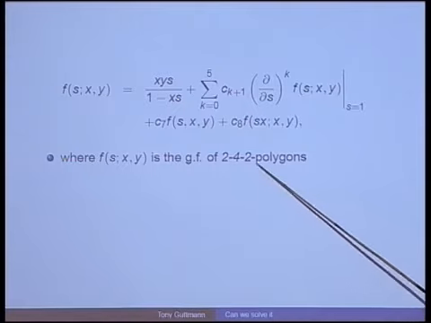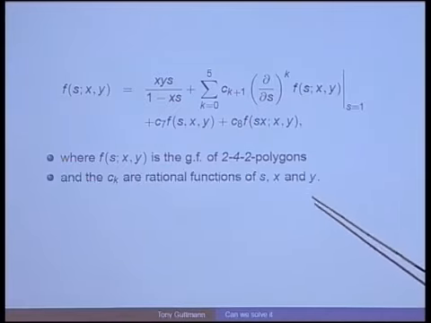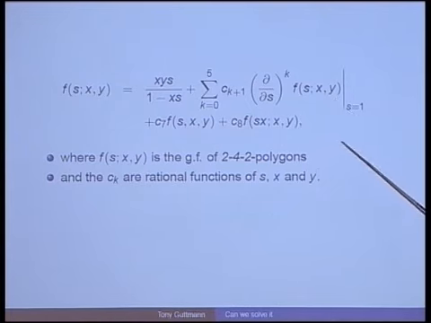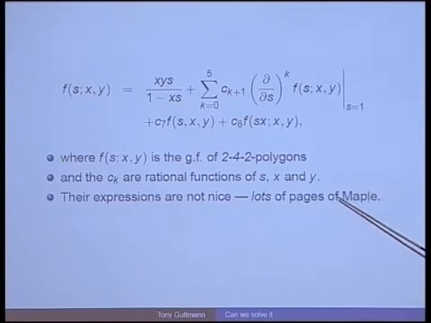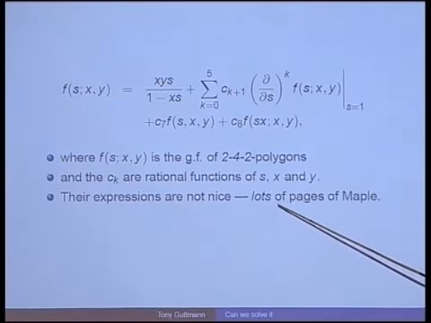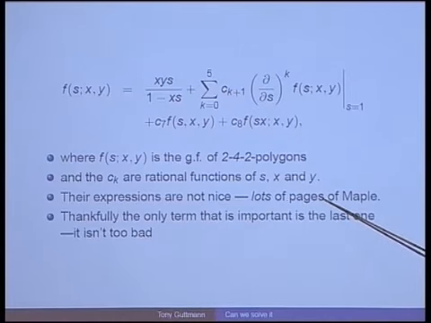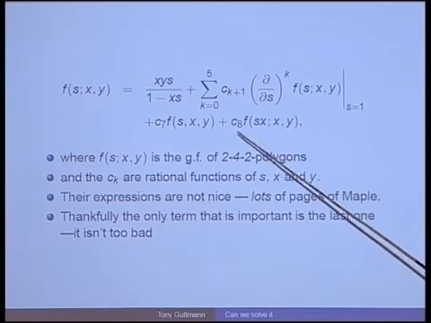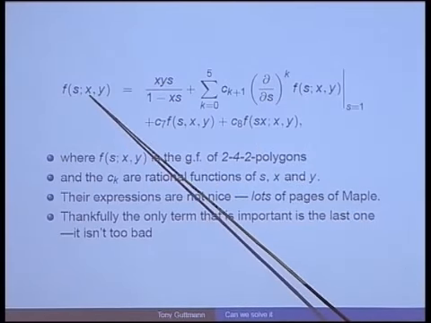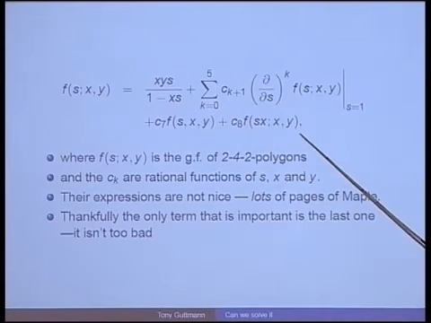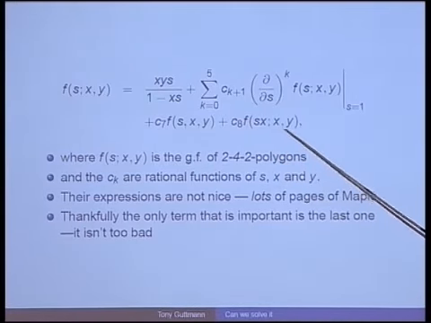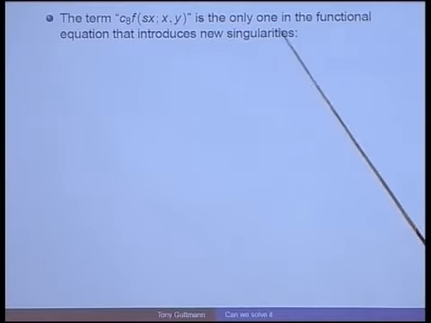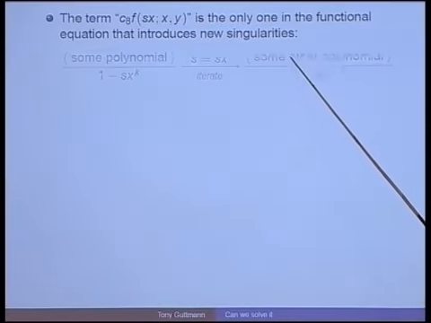This is the generating function of the 2, 4, 2 polygons, and even this is pretty horrible. The Ck's are rational functions of s, x and y. You can't in general solve such a functional equation. Their expressions for the Ck are very much not nice, lots of pages of Maple for each one. Thankfully, though, the only term that's important is this last one, this C8. So the structure of this is f of (s, x, y) goes to f of (s, x, x, y), because what that does is it adds a bond. The term f(s x, x, y) is the only one in the functional equation that introduces new singularities.